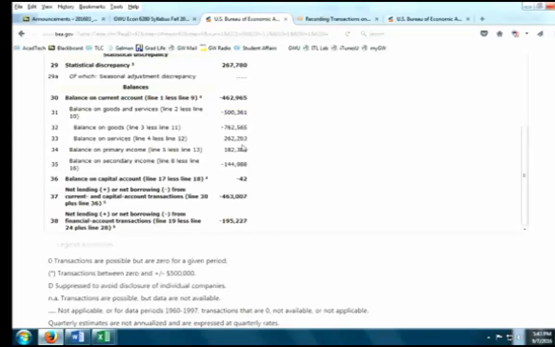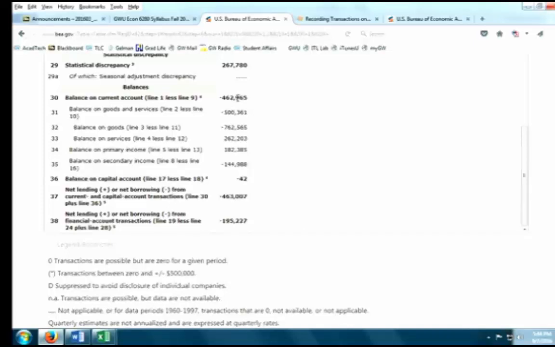Now look at the balance on just goods alone, the merchandise trade balance. That's quite a bit bigger at a $762 billion deficit. So now you can start to see that if you're a journalist and you want to report on the trade deficit, you want to make it look really, really big, which number are you going to pick? I'm going to pick the goods balance because it's a much bigger number and we can make a case that it's very large. If you want to de-emphasize it, we could pick a different number. We could pick the balance on current account. We could say, oh, it's not quite as bad.